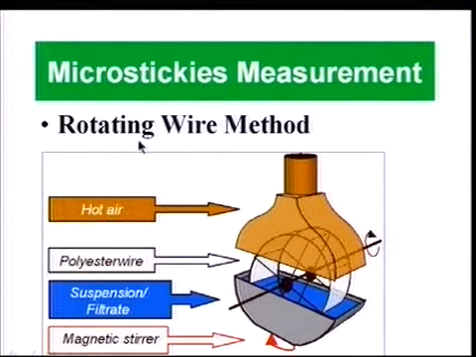The people in Germany developed the rotating wire method, where here is a wheel on which a paper machine wire is mounted, and the wheel is rotating in the suspension of the pulp, which has micro stickies in it, and micro stickies will deposit on this wire, and subsequently you measure the amount of deposits on the wire, and those are the micro stickies.